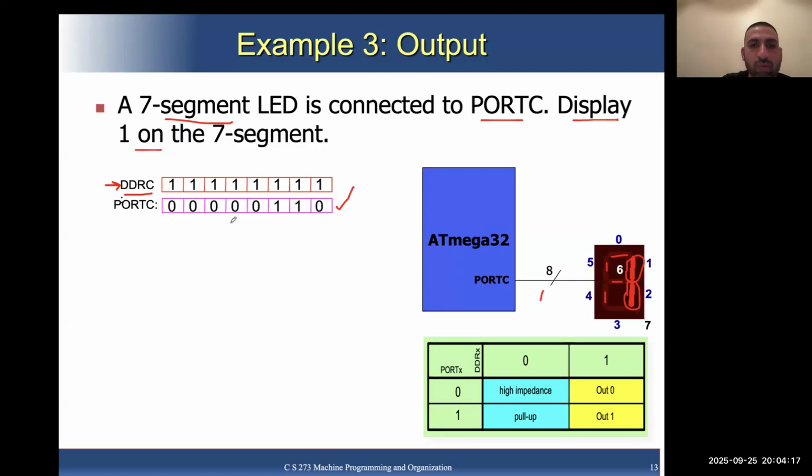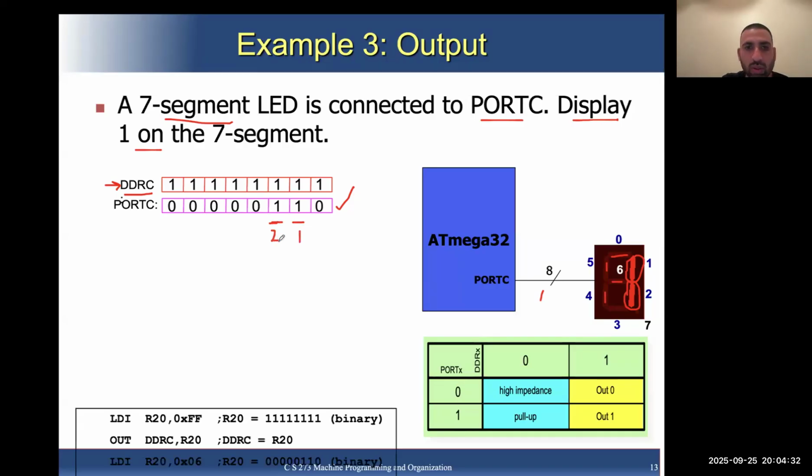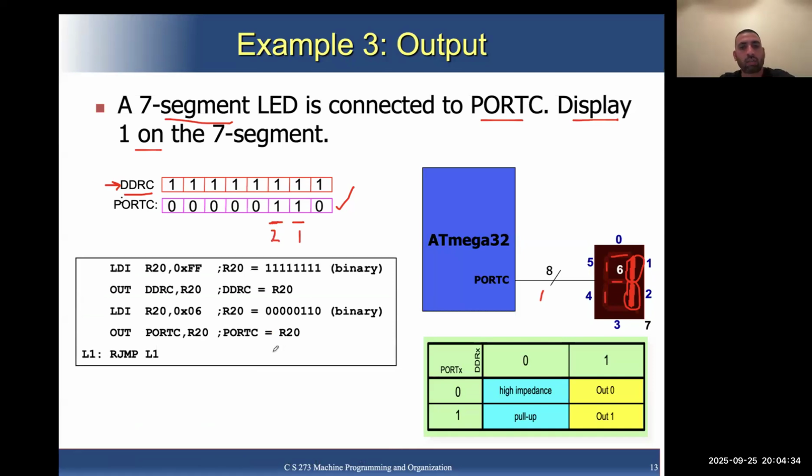So in port C, we put zeros on all places other than those where we want to send a value of 1, right? So at index 1 and 2, basically. This is index 1 and this is index 2. Okay. And this is the corresponding assembly code.